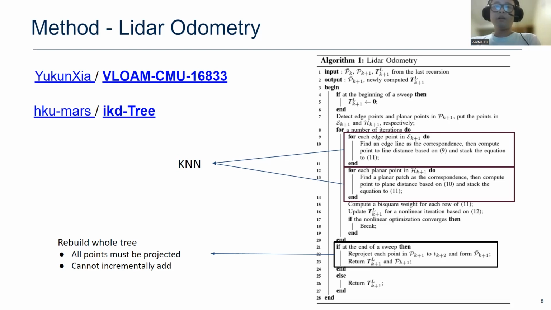We could not implement the incremental updates for this submodule, and we believe the reason is that for each point at the end of the sweep, V-LOAM has to reproject all of those points. So therefore, because all of the points have to be modified, we cannot just simply incrementally add on the new ones. Instead, we have to rebuild the whole tree. So for this part, we used the rebuild function of the ikd-Tree.